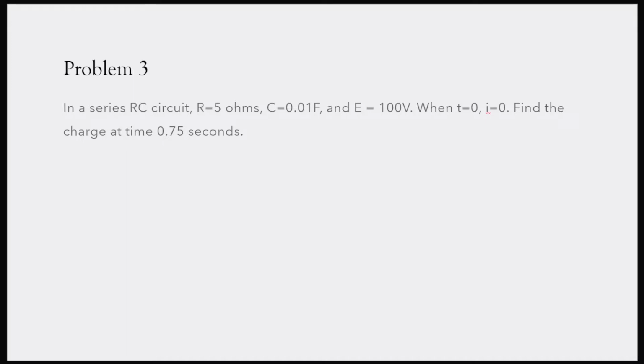In a series RC circuit, our resistance is 5 ohms, the capacitance is 0.01 farads, and our voltage source is 100 volts. When t is equal to 0, i is equal to 0. Find the charge at time 0.75 seconds. So, let's use our model. Don't we have a model that we use?